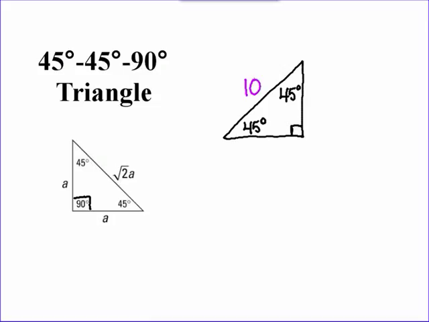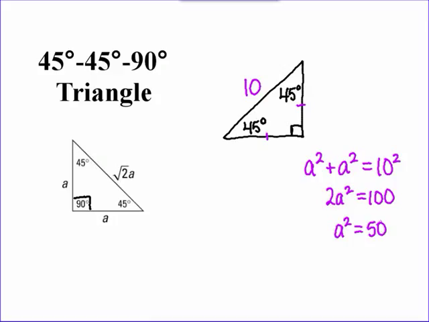If I know that that is 10, you could use the Pythagorean theorem. You know that each of these sides are the same, so you could do this: a squared plus a squared equals 10 squared. You'd have 2a squared equals 100, and so a squared would equal 50, and you'd be able to take the square root and solve it. That's one way.